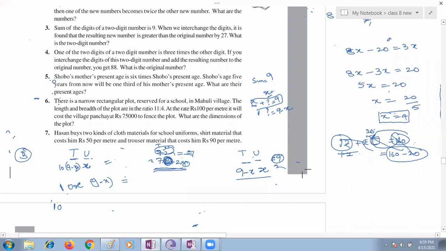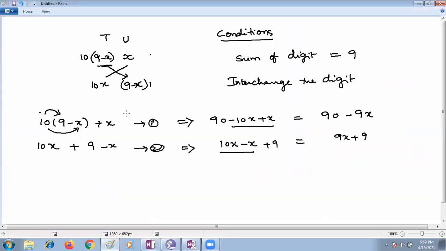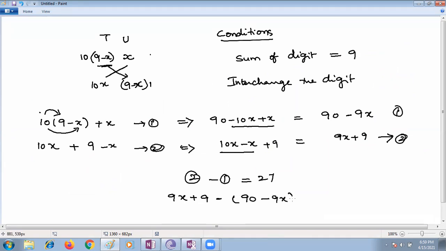If you interchange the digits, the resulting new number is greater than the original number by 27. Now, which minus which one are we supposed to take? Second equation minus first one. The difference between these two is given as 27. So 2 minus 1: (90 minus 9x) minus (9x plus 9).